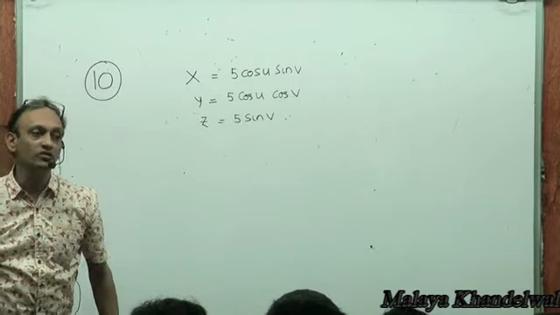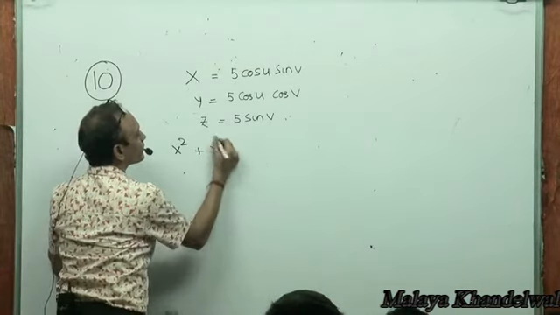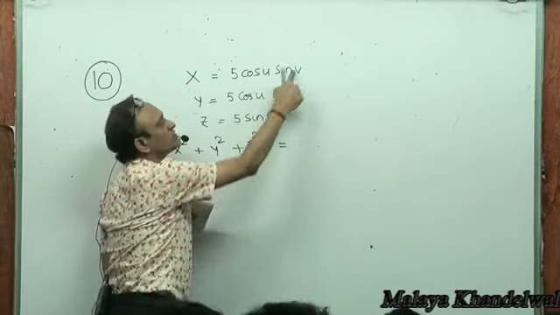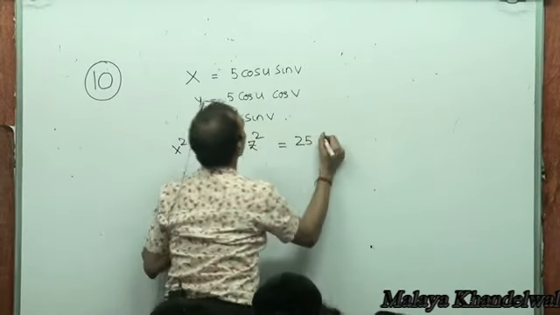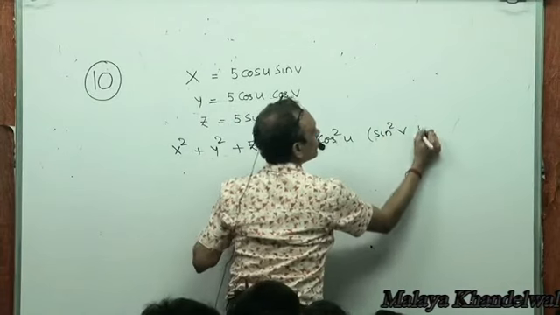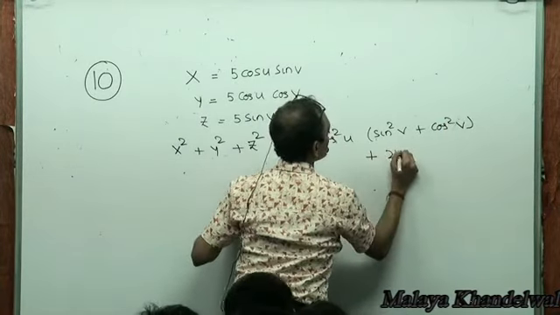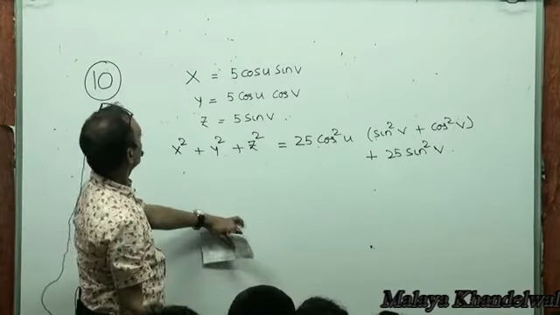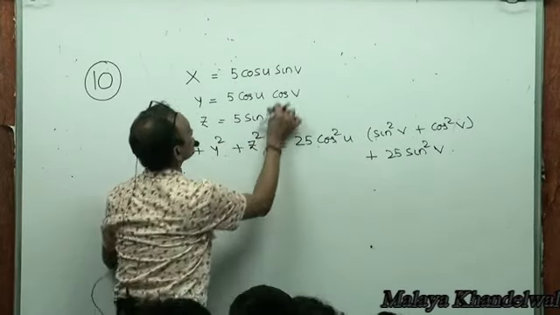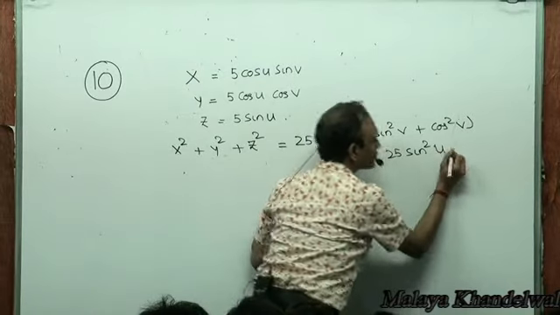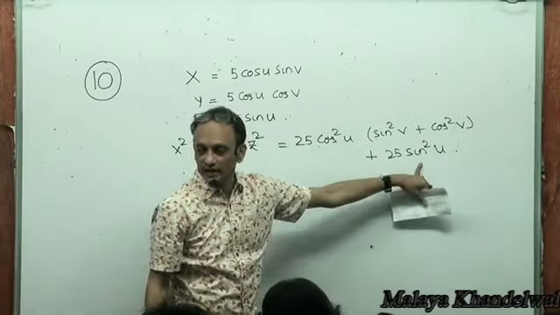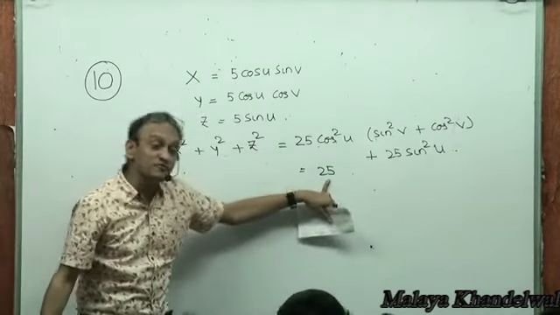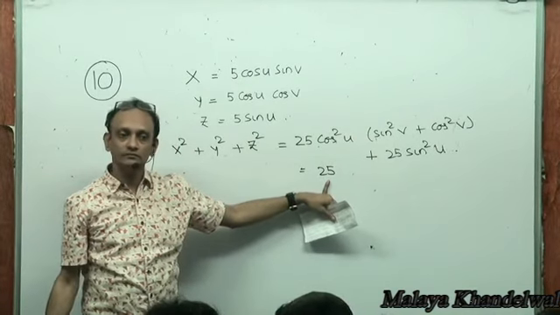Let's perform a reality check on that. X square plus y square plus z square is the square of the distance of this moving point from the origin. So 25 cos square u, if I add these two, sin square v plus cos square v, that's 1, plus 25 sin square u. So this is 1, and 25 cos square u plus 25 sin square u, that's 25. So that means x, y, z describes a sphere with center the origin and radius 5. Radius of that sphere is 5. Right?